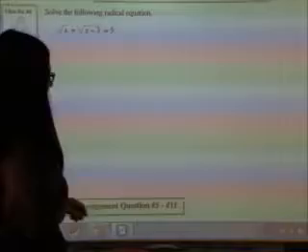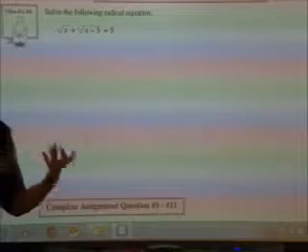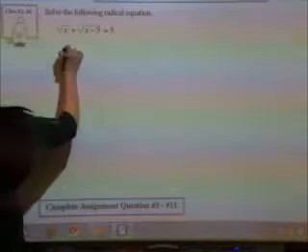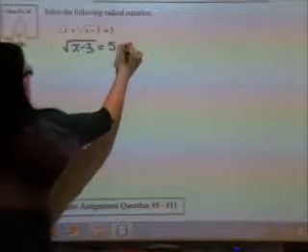Okay, next question. I have two radicals on the same side of the equation. So if you remember that flow chart, it says isolate the harder radical. Which one looks to be the harder radical? The x minus 3. So to isolate the x minus 3, I move the root x to the other side.